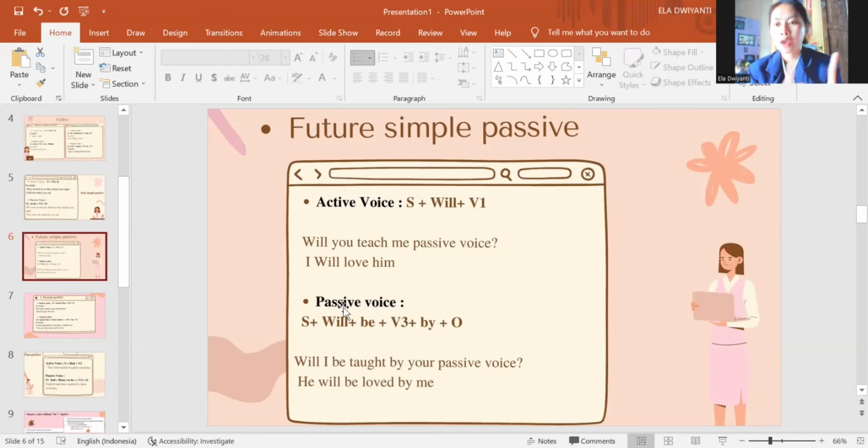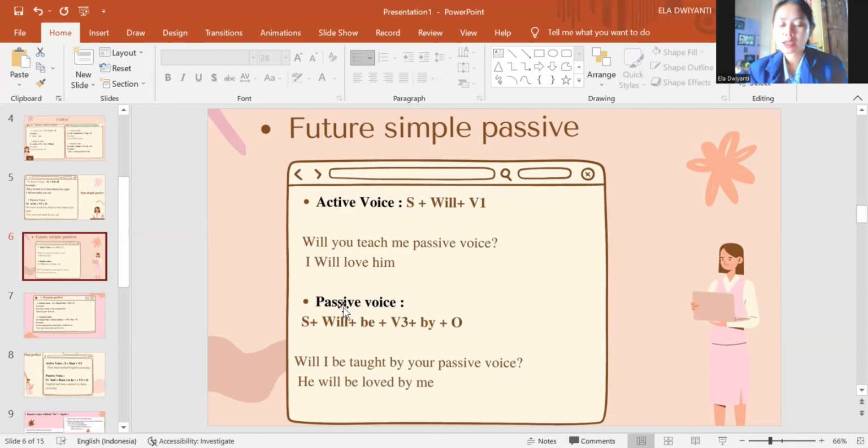The subject in the active voice becomes the object in the passive voice, and the object in the active voice becomes the subject in the passive voice. For example, "Will I be touched by your passive voice?" Okay. And another example is "I will love him."